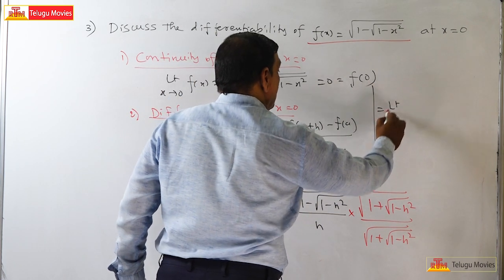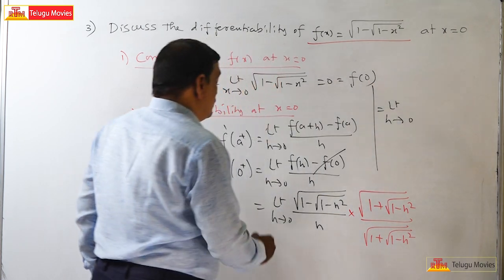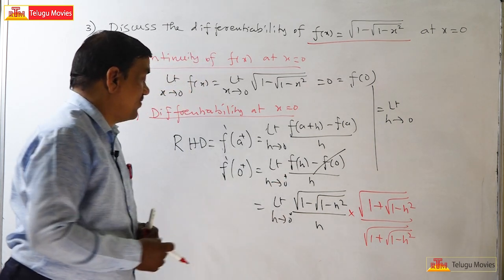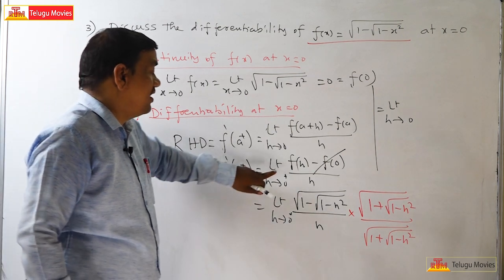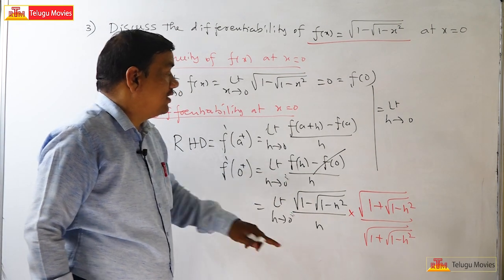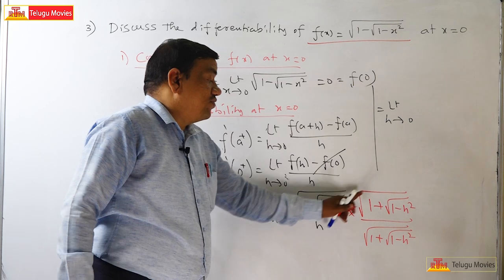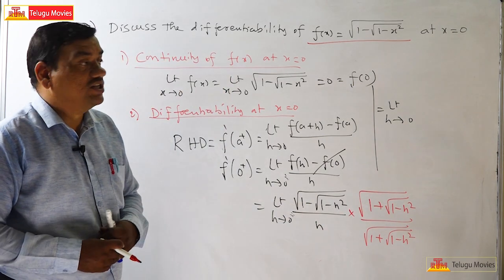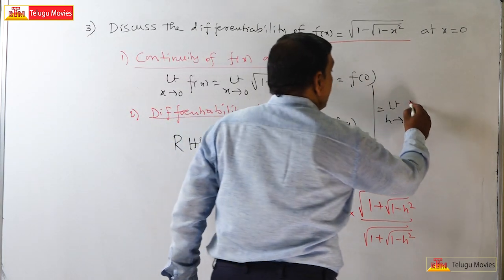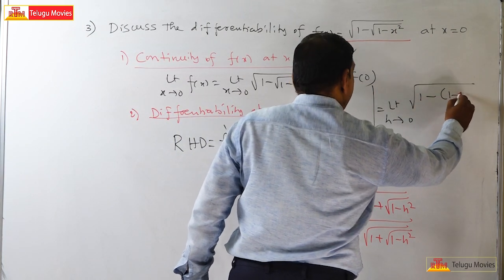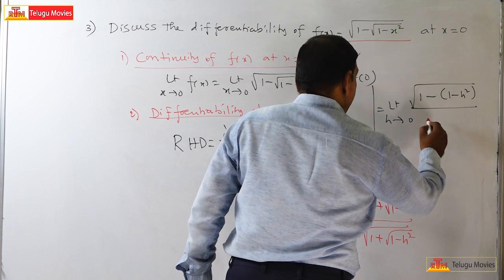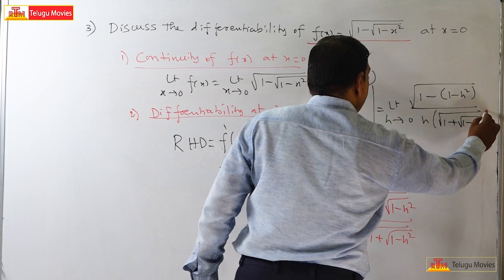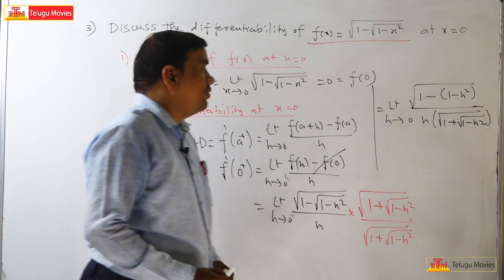So this is equal to limit h tends to 0. Here 0 means actually 0 plus, frankly speaking. See here, a plus b into a minus b is a square minus b square, so we get root of 1 minus h square whole, divided by h into root of 1 plus root of 1 minus h square. Okay, now, any more cancellations?